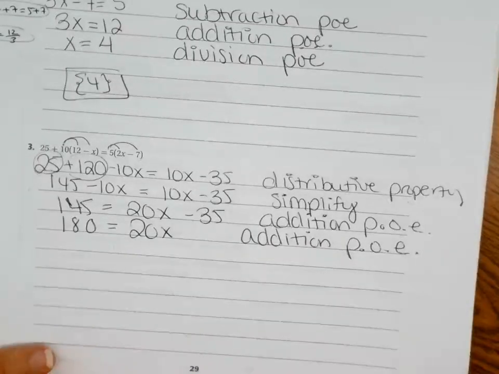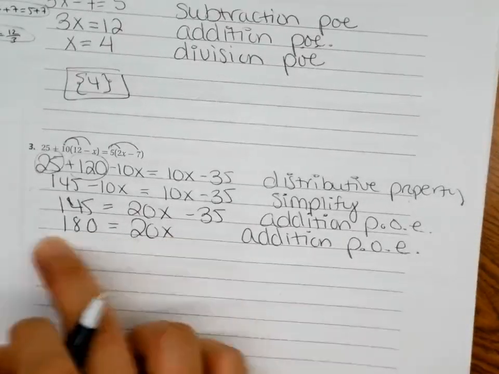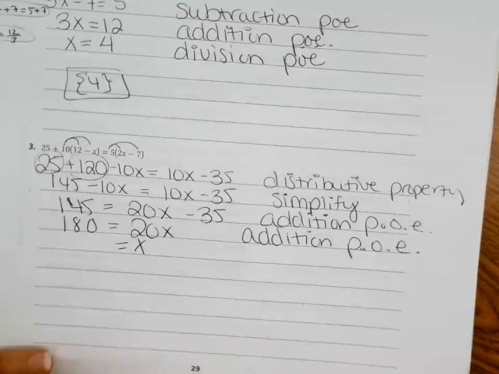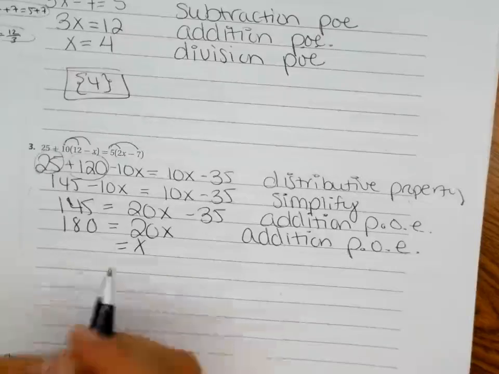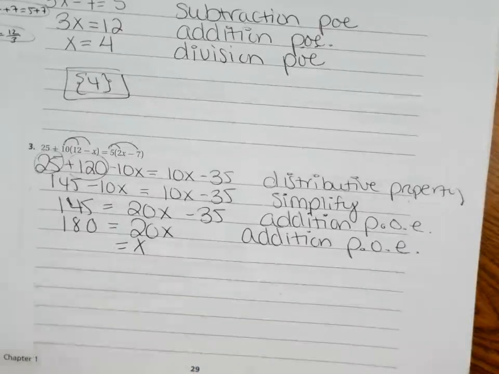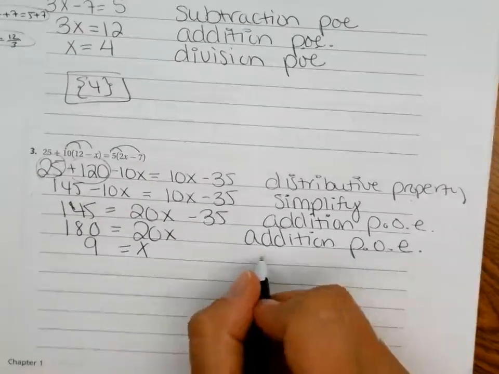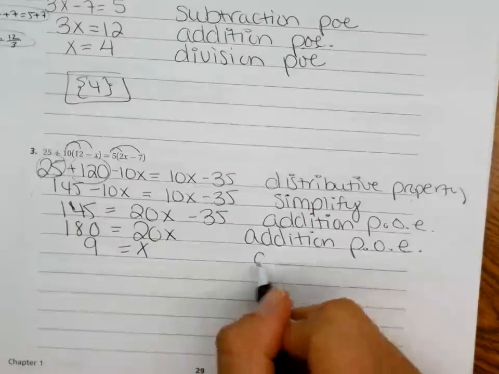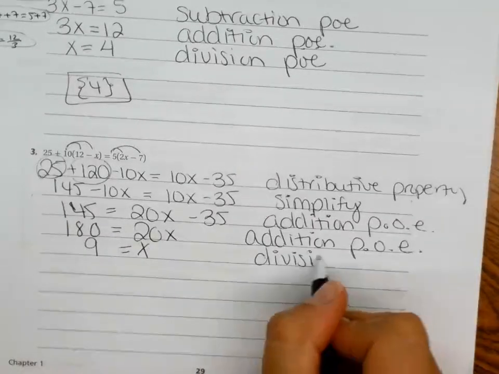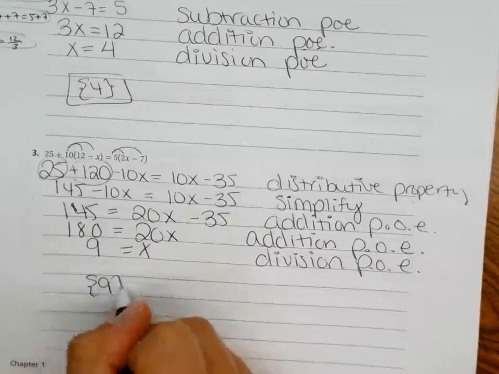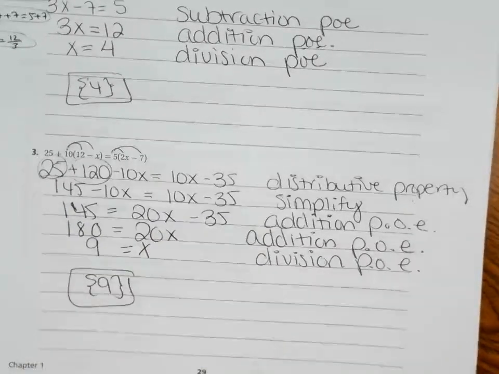Divide by 20 on both sides. 20 goes in there how many times? So 20 goes into 100 5 times. So this is going to be 9 times. And so that's division on both sides. So division property of equality. So your solution set is 9. Are we okay?